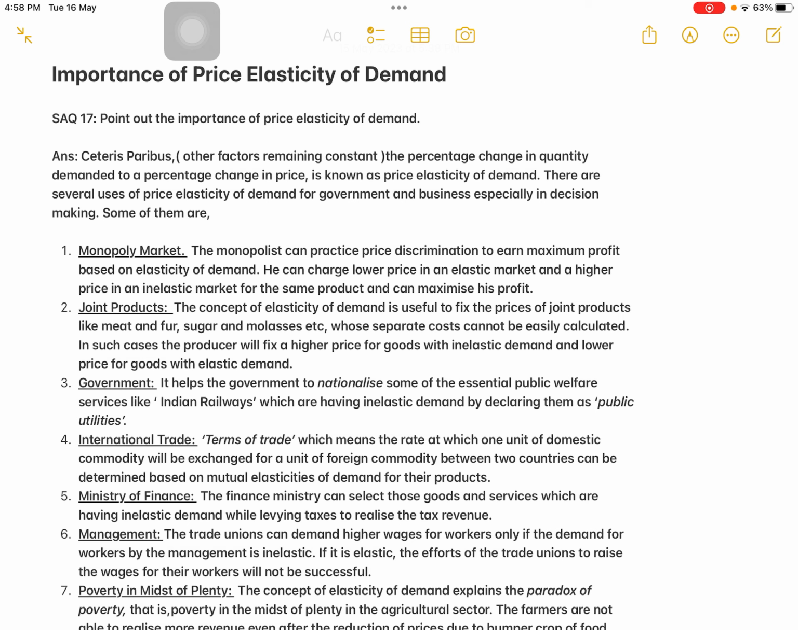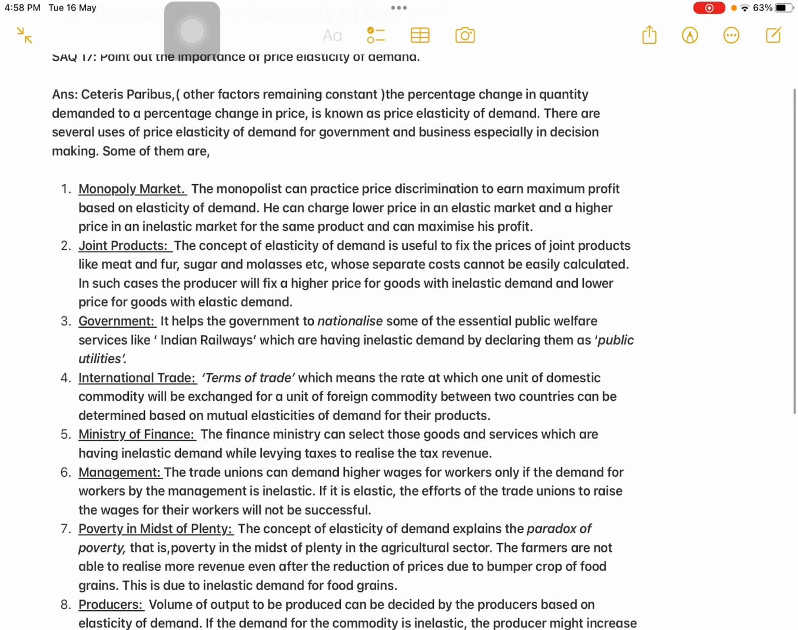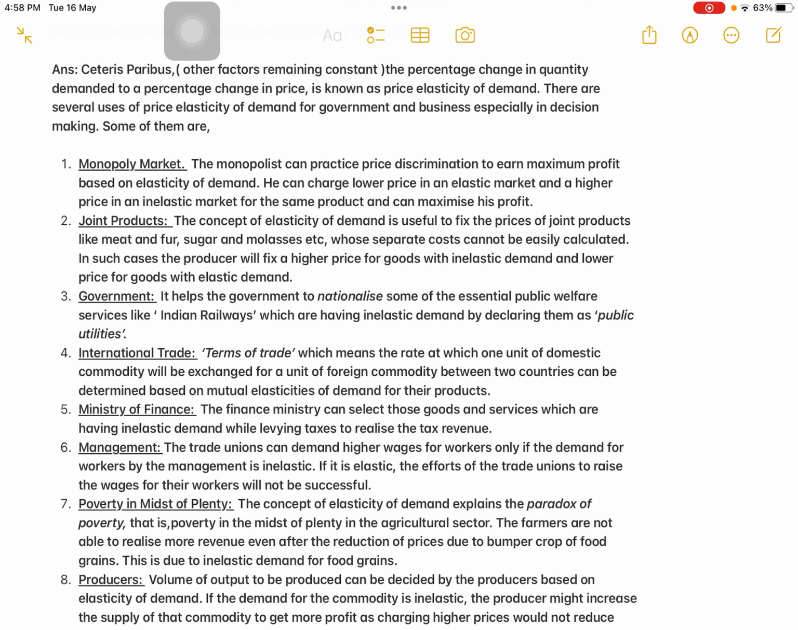There are several uses of price elasticity of demand for government and business, especially in decision making. Some of them are, first one, monopoly market. The monopolist can practice price discrimination to earn maximum profit based on elasticity of demand. He can charge a lower price in an elastic market and a higher price in an inelastic market for the same product and can maximize its profit.